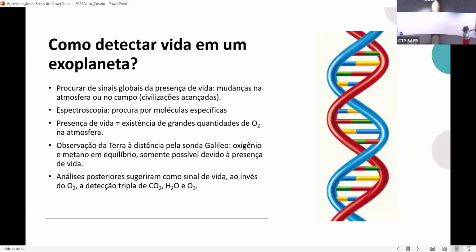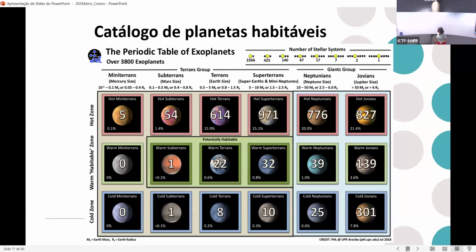And then observations from the Galileo probe looking at distant Earth show that oxygen and methane in equilibrium can only be possible with the presence of life. And so here you can look at detection of oxygen and a triple detection of carbon dioxide, water, and ozone.